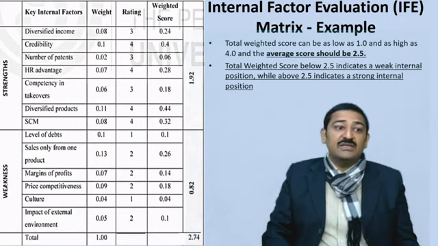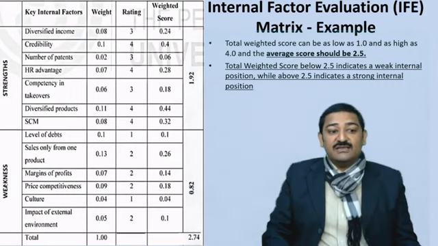In this example, the weighted score of strengths, if collectively considered, is somewhere around 1.92, whereas the total weighted score of the weaknesses, if collectively seen, is 0.82. And if we refer to the total weighted score of both strength and weakness factors, then it is somewhere around 2.74, which is a strong internal position of the firm.